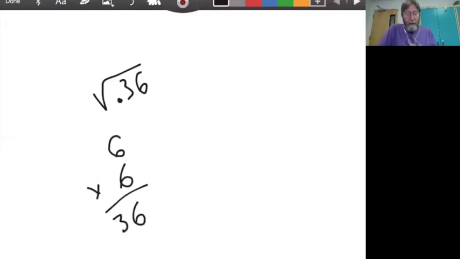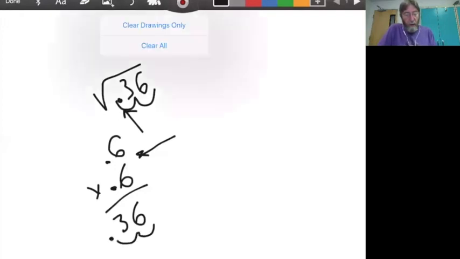But now the question is, how would we get our decimal here? Well, we have to remember how we work with multiplying with decimals. In order to get it to move 1, 2 places, that means we have to have 2 places here when we're working with our multiplication problem. So if we multiply 0.6 times 0.6, that would give us our 0.36. Let's do another one of those.